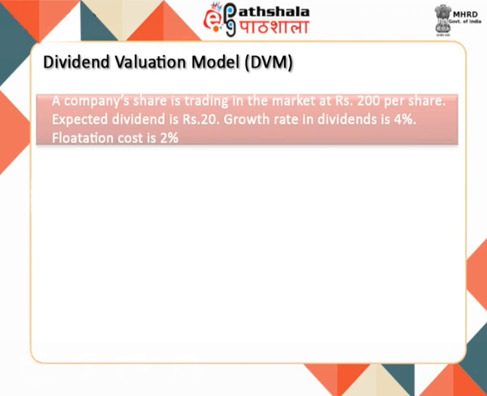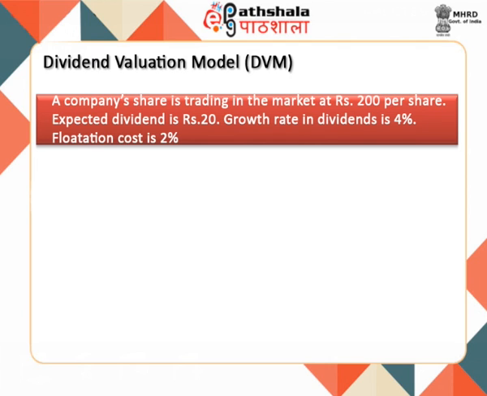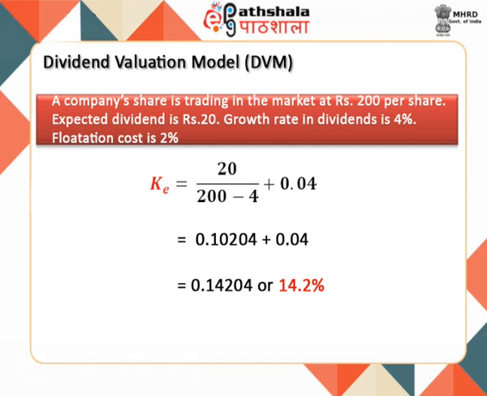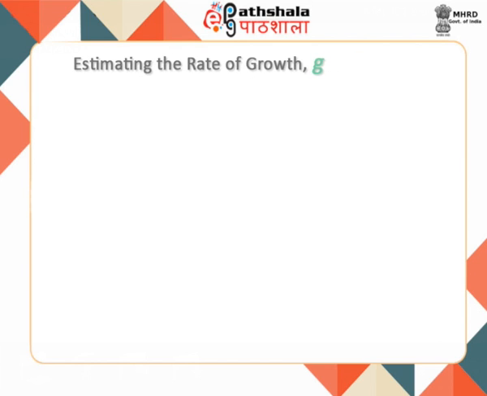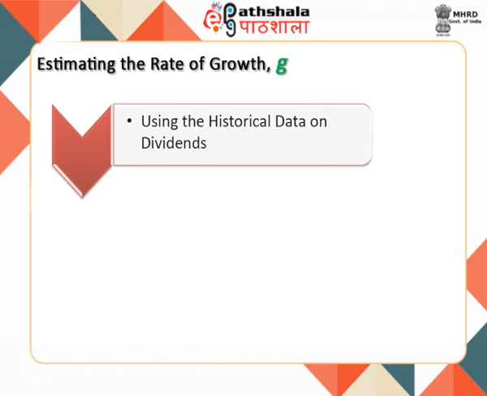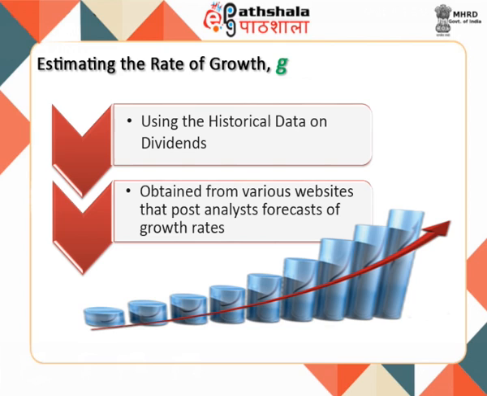For instance, a company's share is trading in the market at rupees 200 per share. Expected dividend is rupees 20. Growth rate in dividends is 4%. Flotation cost is 2%. The cost of equity can be estimated by substituting these values in the formula as shown here. In order to calculate the cost of equity using DVM, we need the growth rate of dividends. The growth rate can be estimated using the historical data on dividends or from various websites that post analysts' forecasts of growth rates.